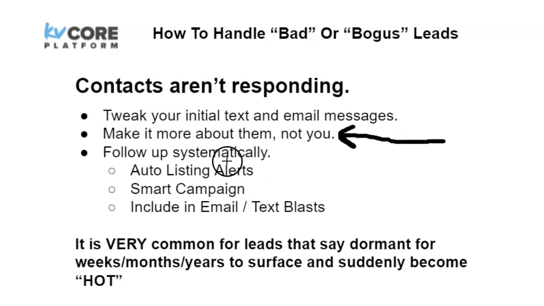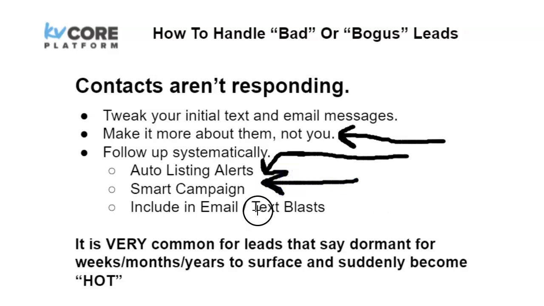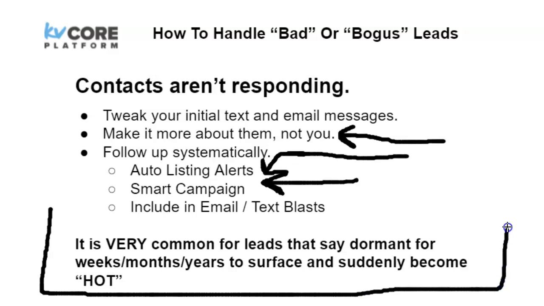Now, what do you do here? Again, you just follow the system. You set up auto listing alerts, you set up smart campaigns, and you include these people who aren't responding. Just keep sending emails and text blasts about your new listings, about any webinars you're doing, about any events that are going on, anything you're sending out to everybody, just sending to people who aren't responding, because it is very, very common. Just ask anybody who's been using kvCORE for a while.